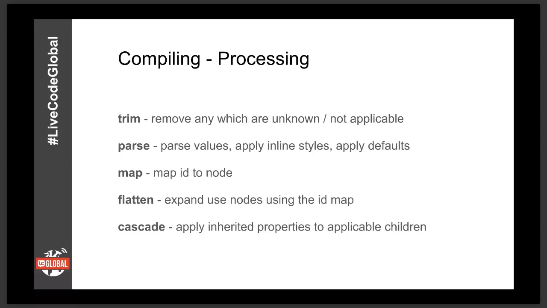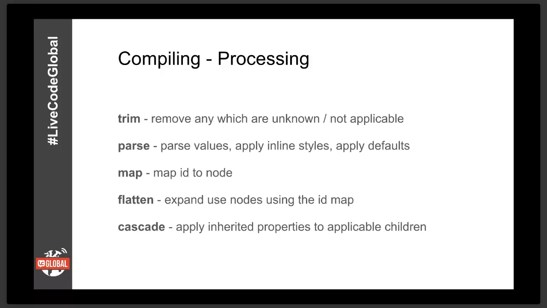The final step is cascade. What you do in the cascade step is apply all these inherited properties to applicable children. So for example, you bubble down things like the fill attribute you may have set at the root of your document all the way down to all children that don't have it set themselves. In SVG without CSS, that's quite simple. Now, if anyone knows anything about CSS, you will know that you can define CSS style sheets that do quite a lot of complicated pattern matching to work out what to apply where. And cascade here is a much more simplified version of that.